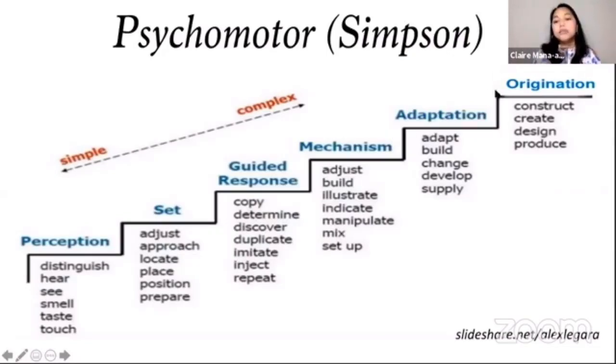Now, the last step that you have here, this is already the highest, this is origination. You are able to create. Now, pansinin nyo, parehas din po siya ng inyong cognitive domain.